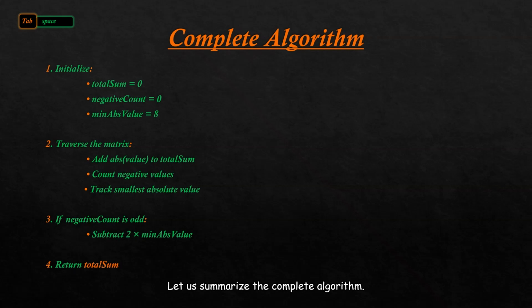Let us summarize the complete algorithm. We initialize three variables: a running sum of absolute values, a counter for negative elements, and a variable to store the minimum absolute value. We traverse the entire matrix once. For each element, we add its absolute value to the sum, count negatives, and update the minimum absolute value. If the number of negatives is odd, we subtract twice the minimum absolute value. Finally, we return the resulting sum. This approach avoids simulation entirely.